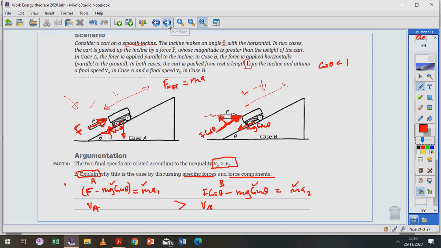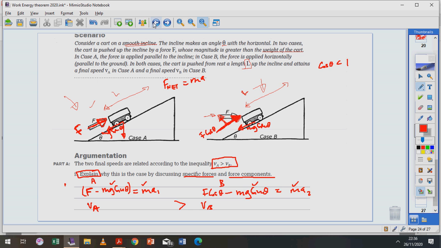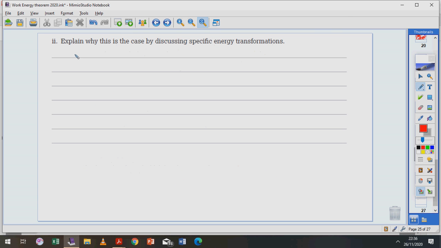Part B tells us to explain why this is the case by discussing specific energy transformations. Now, in each of them, work is being done by this force, right? This force is doing work, this force is doing work. So in case A, the work done is equal to that force times the distance L. And in case B, the work done is equal to the work done along the plane. And I know you might be thinking, but isn't some work done by gravity? I'm just considering the system along the plane.